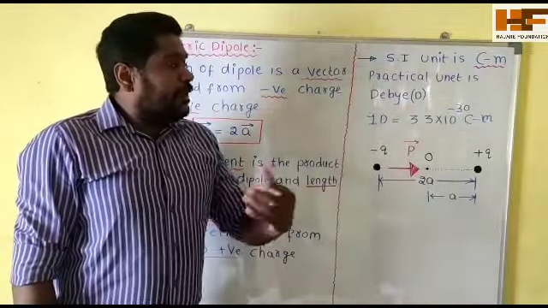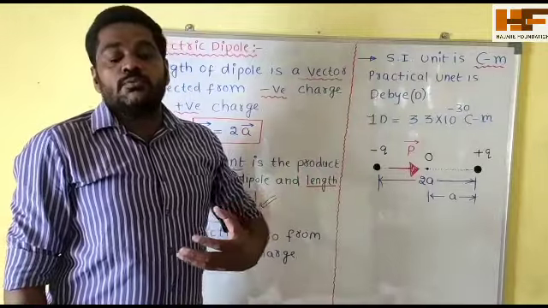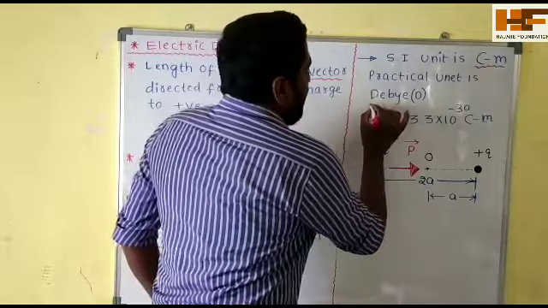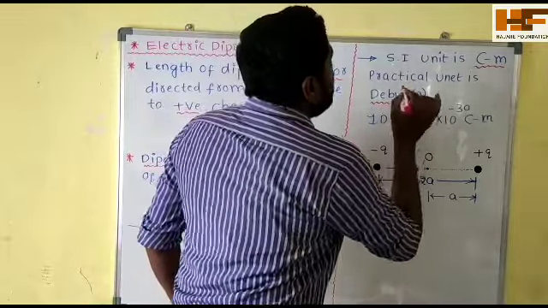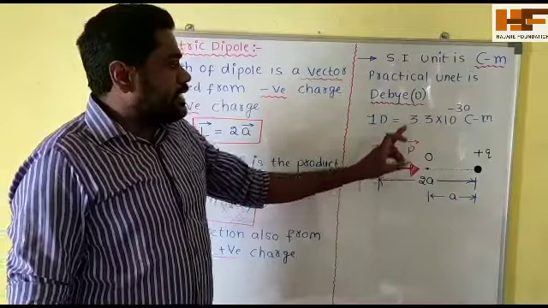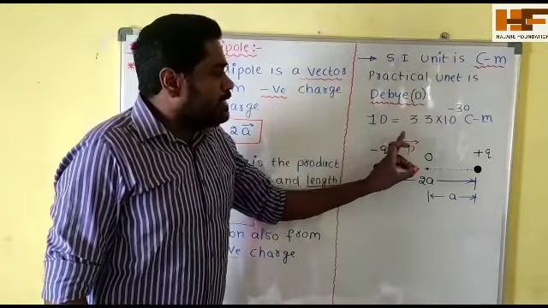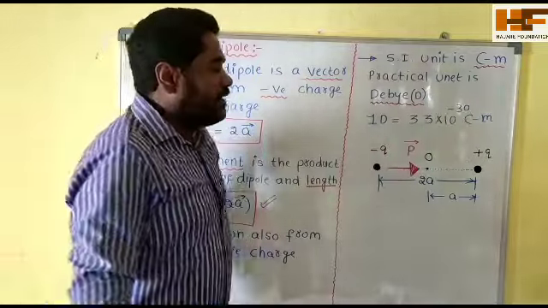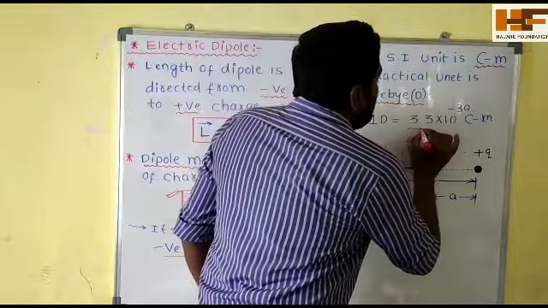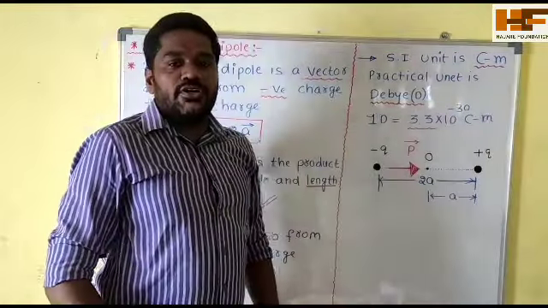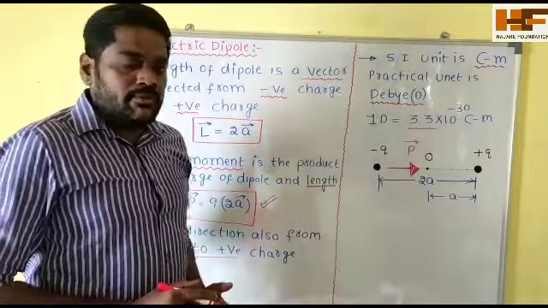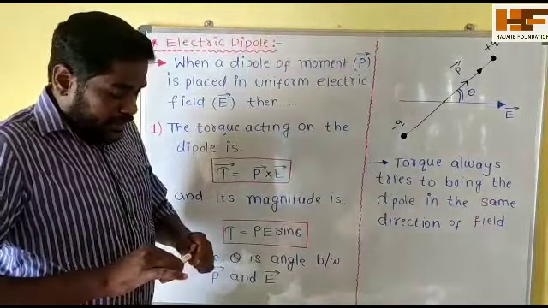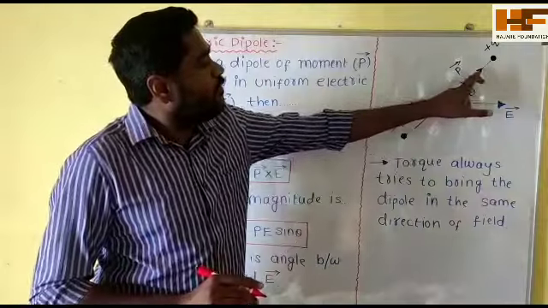But compared with the coulomb meter, we use one more practical unit, that is the debye. The practical unit of dipole moment is the debye. The debye symbol is capital D. Therefore 1 debye is equal to 3.3 into 10 power minus 30 coulomb meter, and this is very important for converting one unit into another unit. Okay, right. Now one more point in the electric dipole. Let us consider this is one electric dipole.